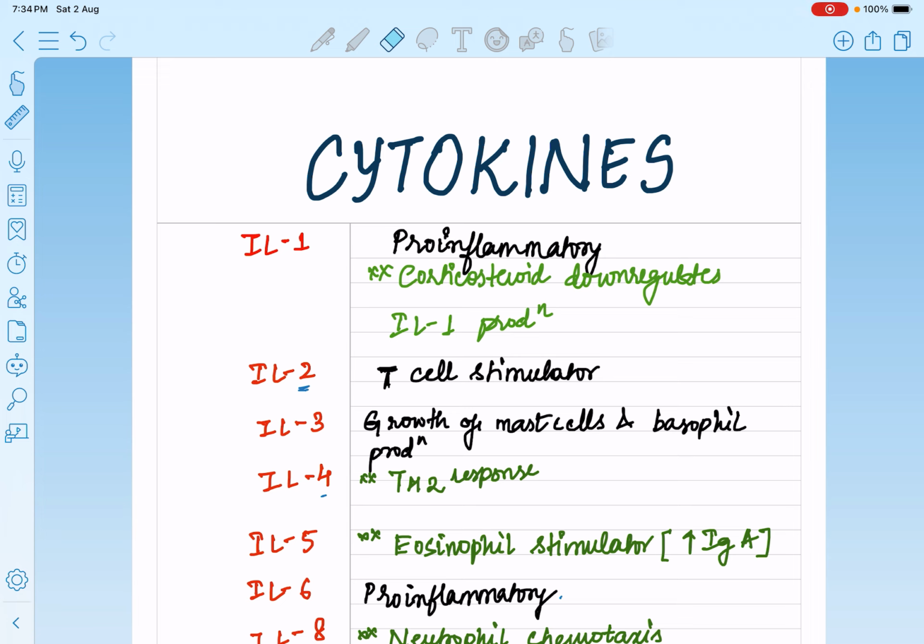Here I have made a very crisp note, and this will help you when you are trying to understand any kind of basic pathway. You can remember this table, and it can help you to understand more in depth. So let's just get started. So this is cytokines. Right now we will be talking about whether they are inflammatory, pro-inflammatory or anti-inflammatory, or they are T cell stimulators, as you can see on the screen.